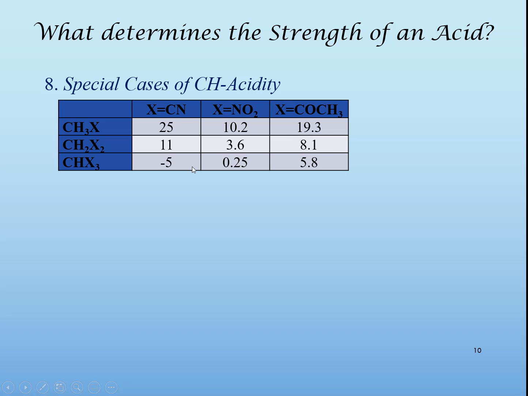Then if you introduce a third one, we're going to see something which appears a little strange. For the tri-substituted nitrile, we get a pKa of -5, which means this compound is actually a strong acid now. In the case of the nitro group, we still see somewhat an increase of acidity, but the increase is relatively small, and the same applies to the acetyl group.